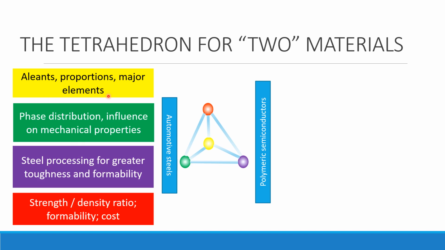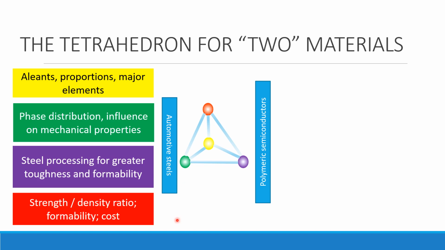If we look for microstructure, then we have to look for phase distribution, the influence on mechanical properties of this phase distribution, which is vital for the structural materials. And if we go more for the engineering part, then we must take care of the different procedures to fabricate or to produce the steel in such a way that we get the maximum toughness and formability. And also an important factor, of course, the strength.